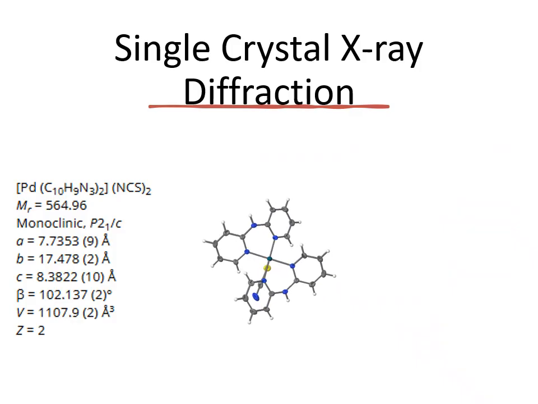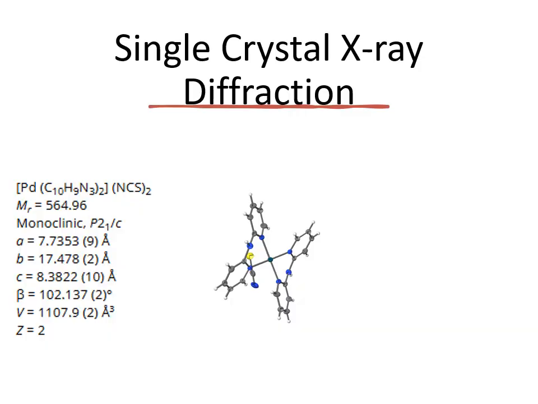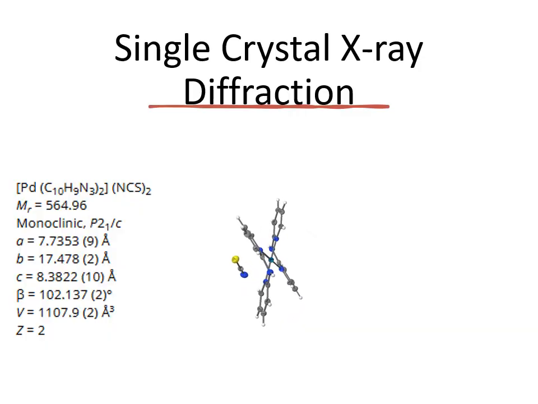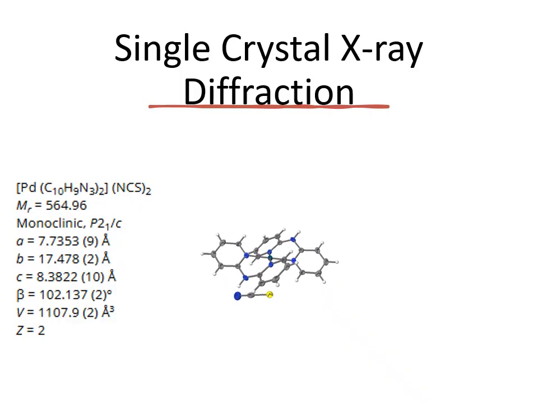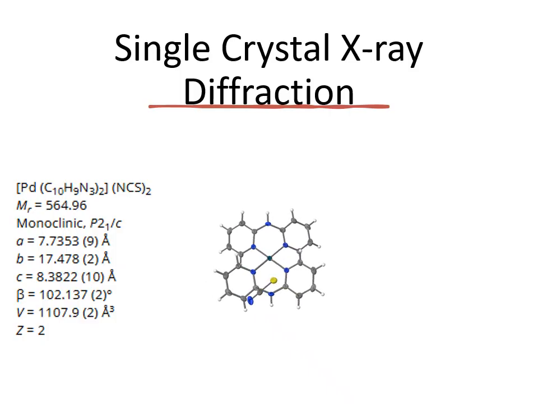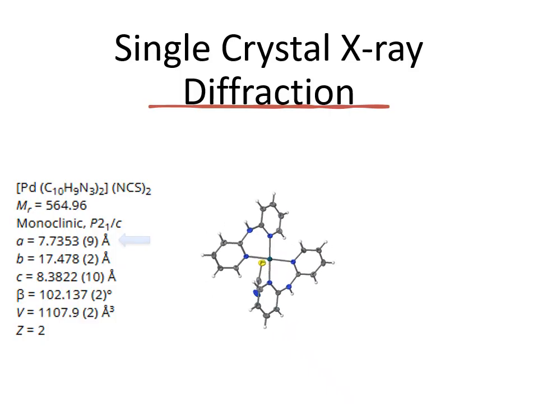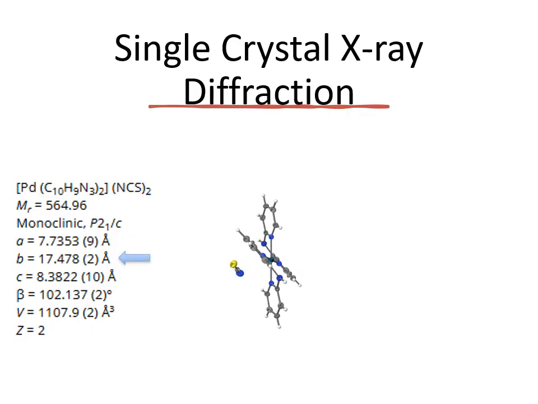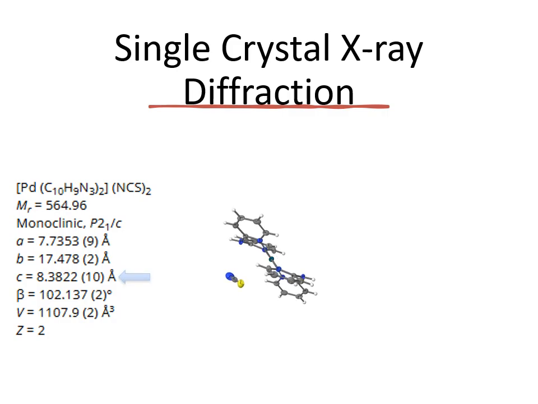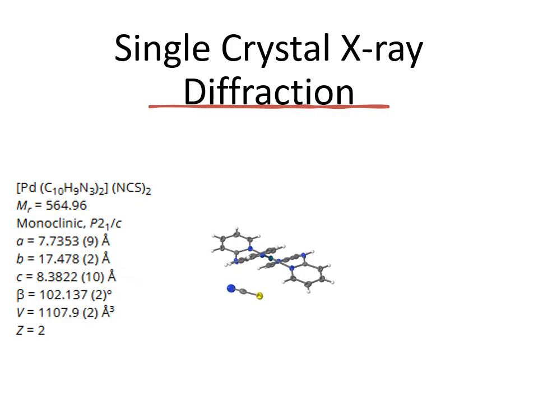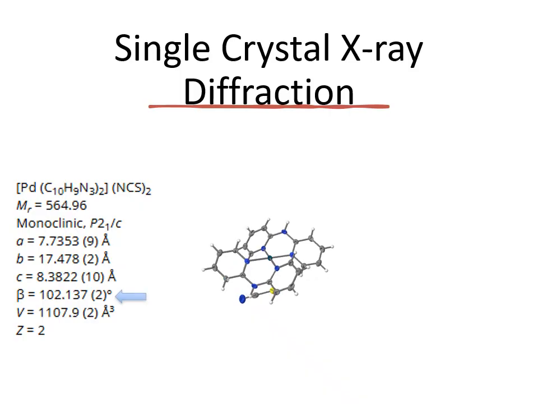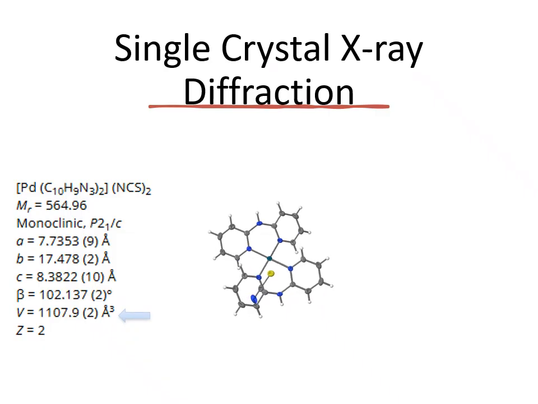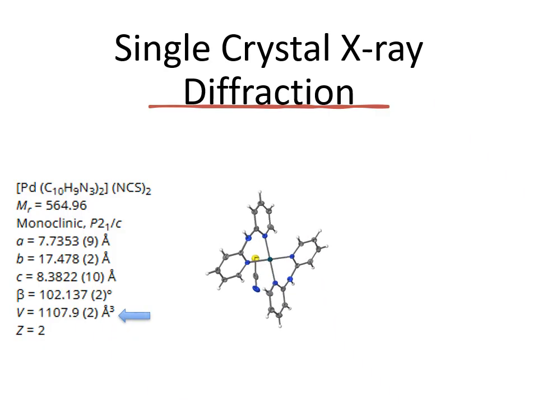The molecular structure of the coordination complex was interpreted using single crystal X-ray diffraction, which is a known technique for determining atomic level geometry in crystalline materials. The analysis showed that the complex crystallizes in the monoclinic space group, with unit cell parameters shown in this slide of a equals 7.735 angstrom, b equaling 17.478 angstrom, c equaling 8.382 angstrom, and beta equaling 102.14 degrees, giving a unit cell volume of 1107.9 angstrom cubed.